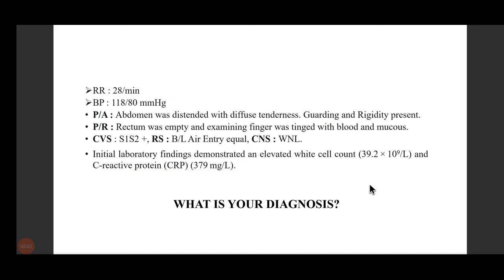Abdomen was distended with diffuse tenderness, guarding, and rigidity. Per rectum was empty. Examining finger was tinged with blood and mucus. CVS S1, S2 present, respiratory bilateral air entry equal, CNS within normal limits. And on lab findings, increased RBC, increased WBC or CRP. Now, what is your diagnosis on the basis of this?